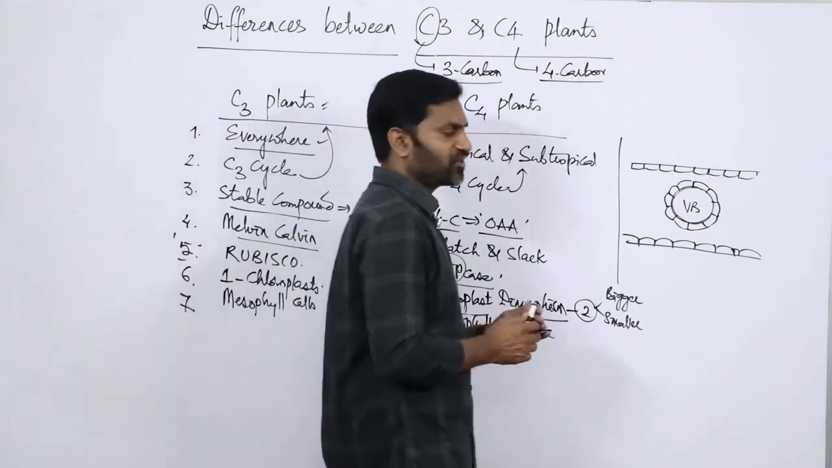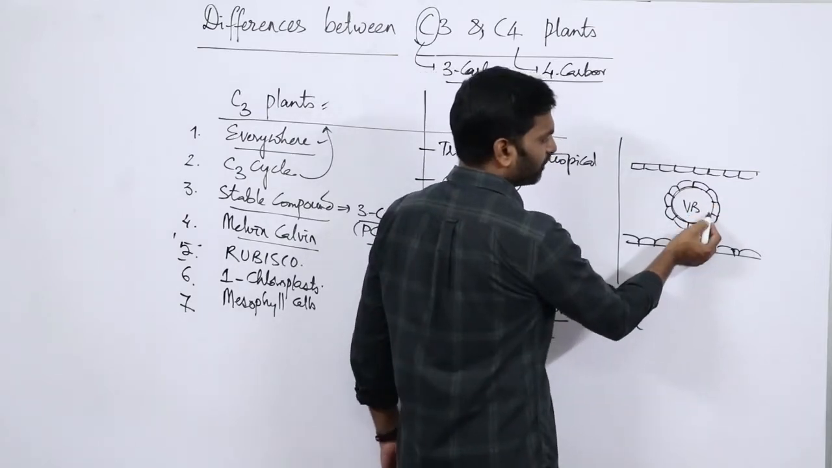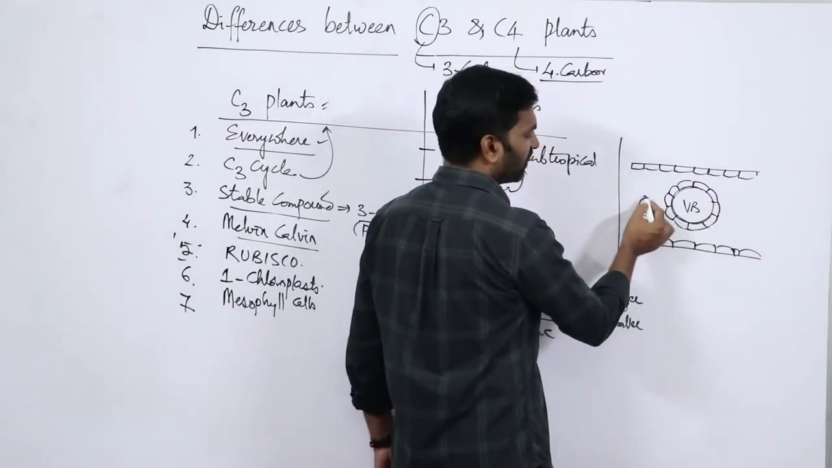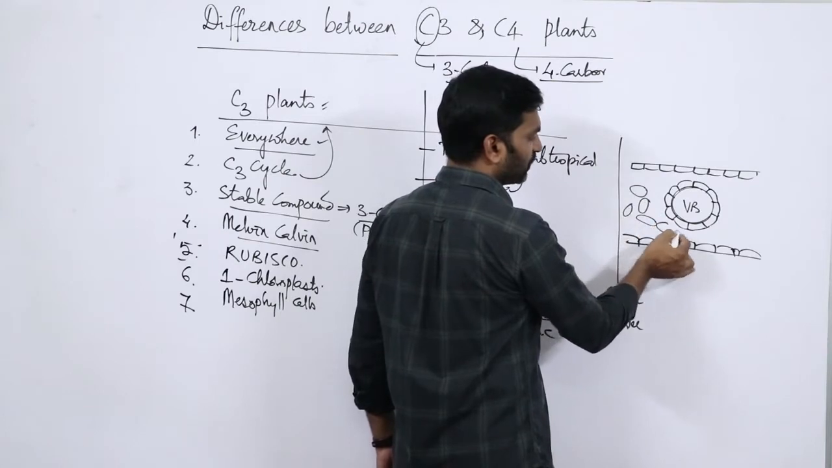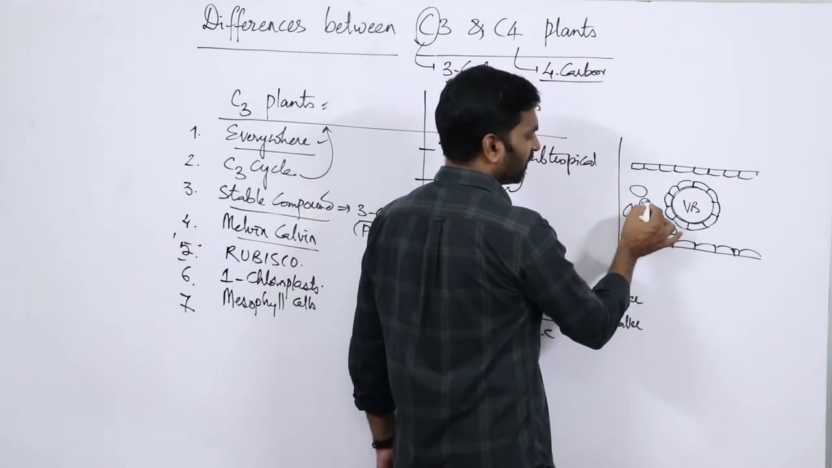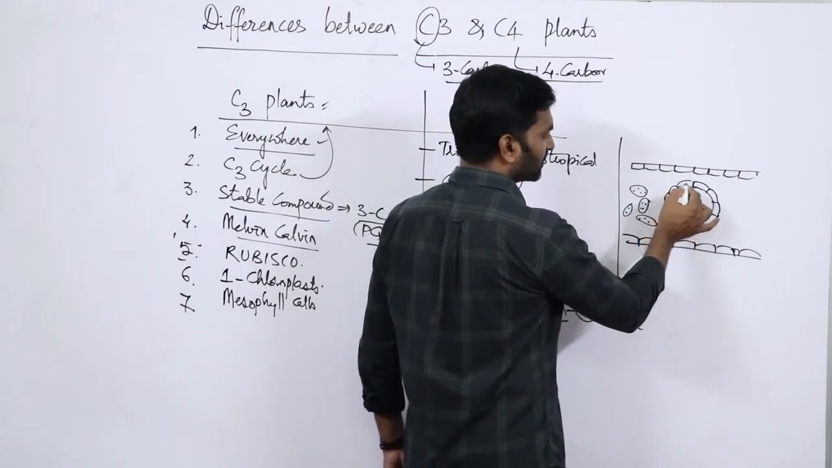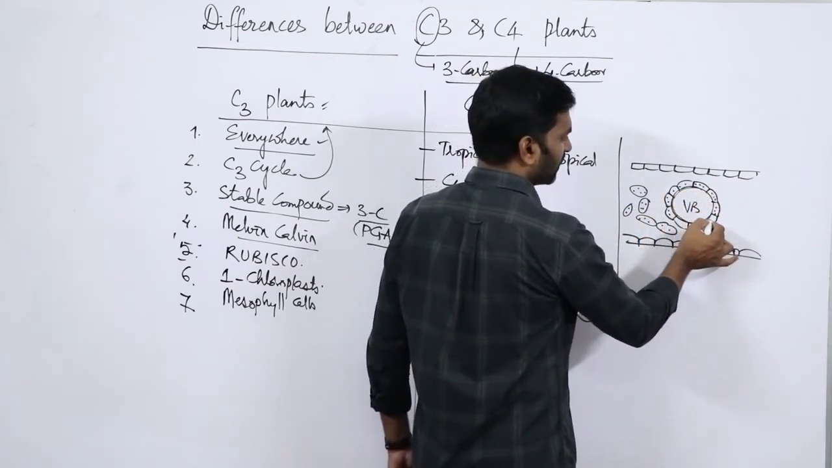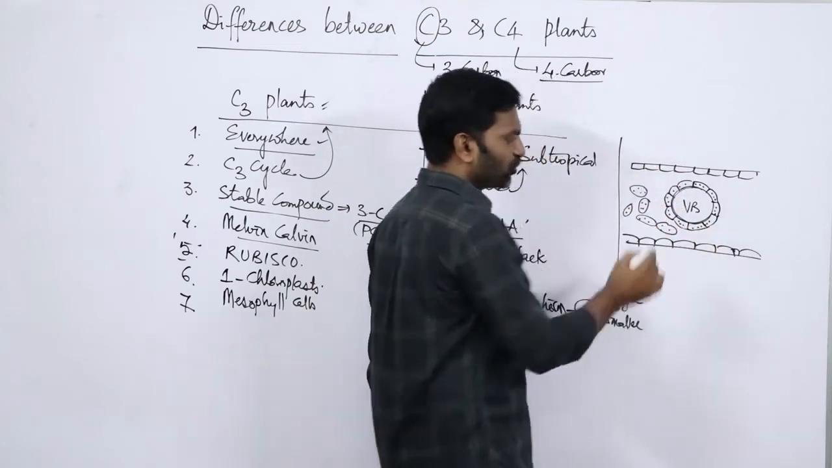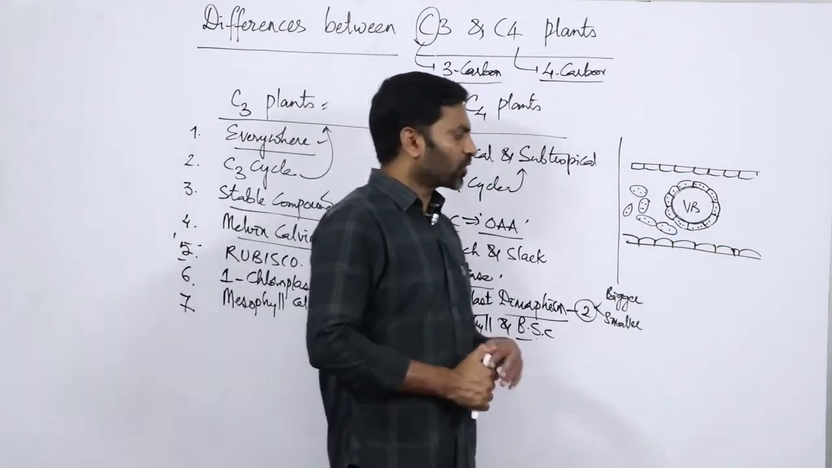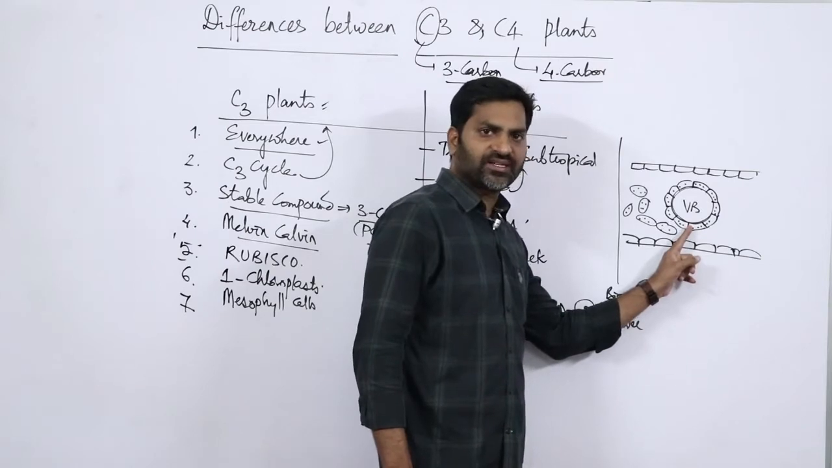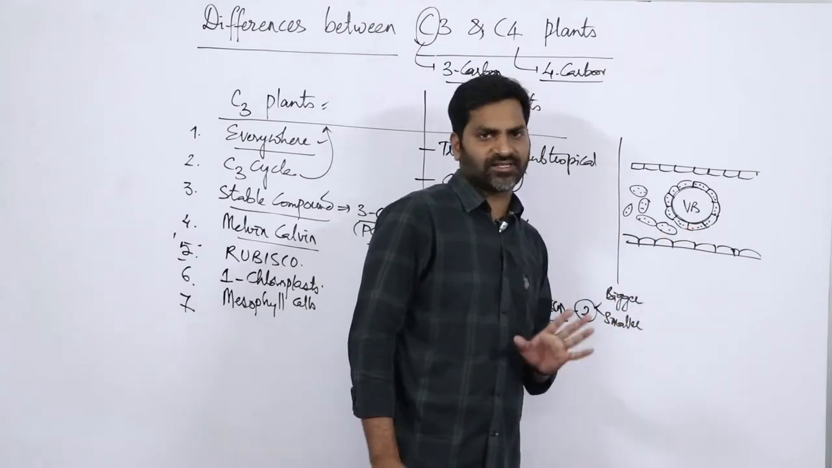The Kranz anatomy. So this is the bundle sheath cell, and these are the mesophyll cells. Here I am using dots, and every dot indicates a chloroplast. Clear? So chloroplasts are present in bundle sheath cells as well as in the mesophyll cells.